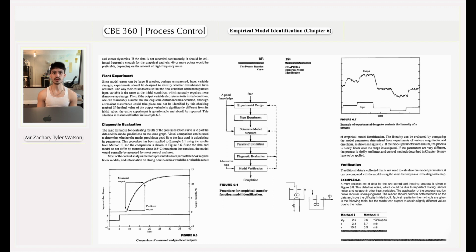If the data is not recorded continuously, it should be collected frequently enough that the graphical analysis, 40 or more points, would be preferable, depending on the amount of high frequency noise.